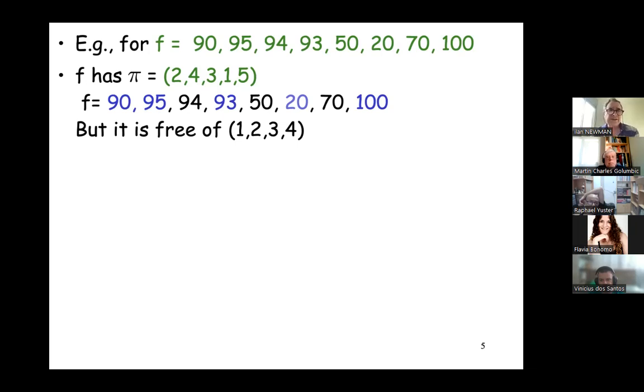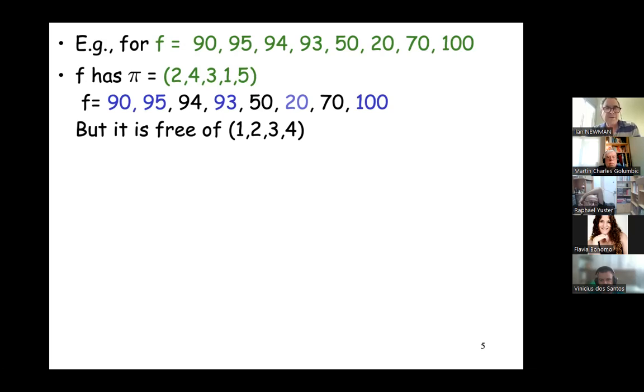Because you see it has this 90 that corresponds to a 2. Then it has 95, which is higher than 90, so it corresponds to a 4. Then it has somewhere ahead 93 that comes between 90 and 95, so that corresponds to the 3. And then the 20 and the 100 correspond to the 1 and the 5 for the permutation.